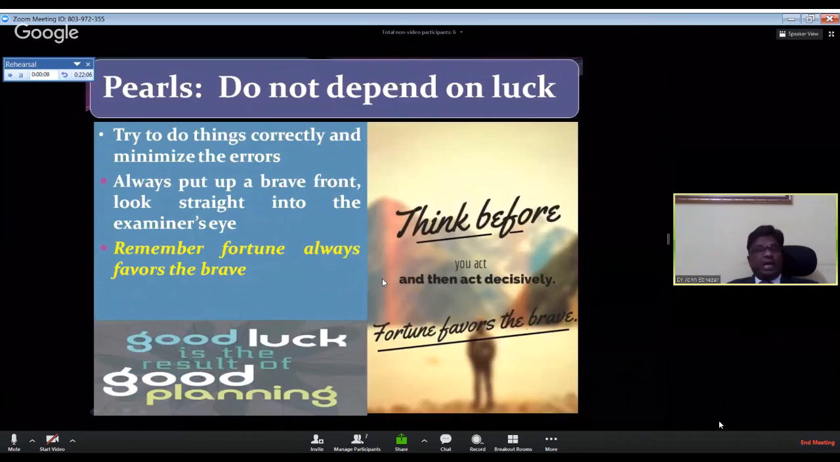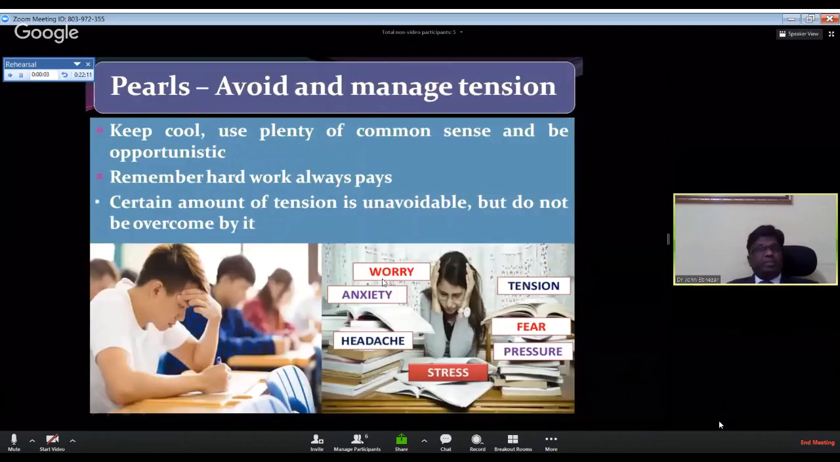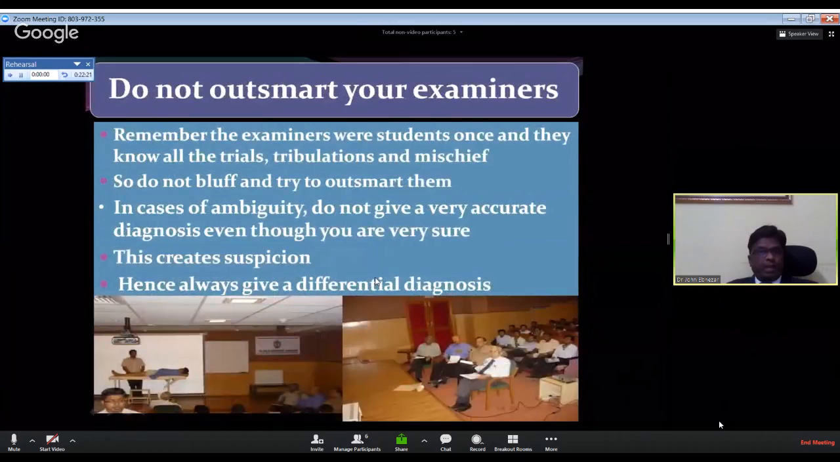And learn to manage your tension. Keep cool. Use plenty of common sense. And be opportunistic. Remember, hard work will pay. A certain amount of tension is unavoidable, but it must not overcome you. Do not outsmart your examiners. Remember, the examiners face students every year, and they know all the trials, tribulations, and mischiefs. So do not bluff and try to outsmart them.